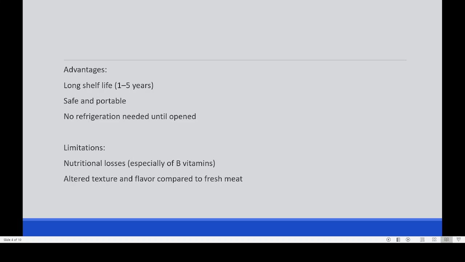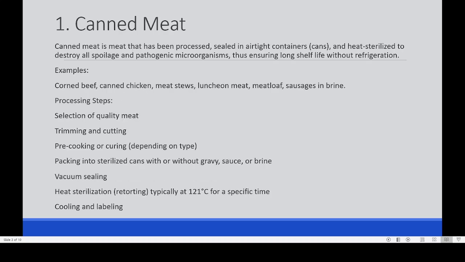Then there are some limitations, like nutritional losses, especially loss of vitamin B. Vitamin B, and also vitamin C, is generally present only in fresh vegetables and fresh fruits. Then there is altered texture and flavor compared to fresh meat. If you taste canned meat and normal fresh meat, there will be a distinct difference between them. So that is also a problem. These are some of the disadvantages or limitations of canned meat.